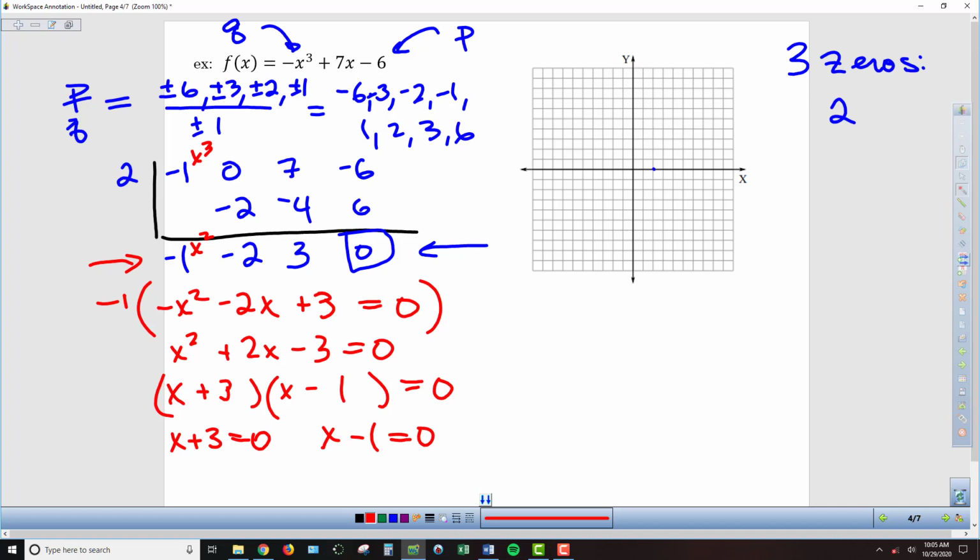Now if I subtract 3 from both sides and add 1 to both sides, I get my 2 remaining zeros: -3 and +1. Now I can put those on my graph. Go to -3, put a dot. I can go to 1 and put a dot.